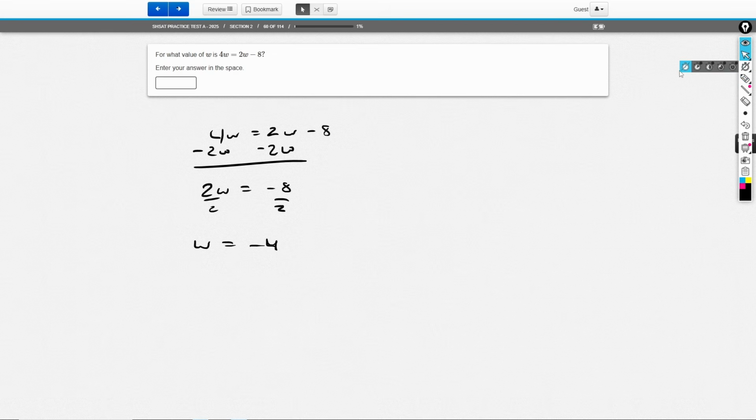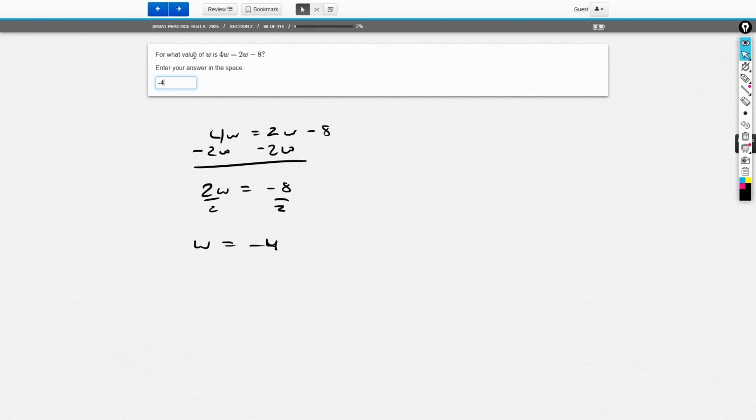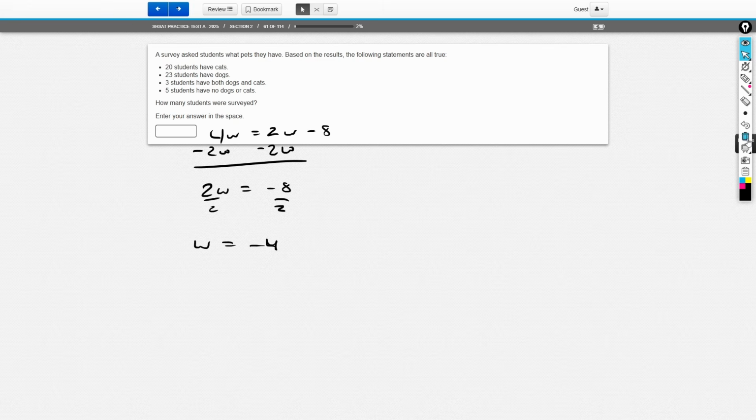All right, so all we have to do here, go ahead, and in this slot here, we can just type in negative 4. Okay, a virtual keyboard can pop up, or you can use the keyboard on the laptop that you're taking this exam with, right? So here, plug in negative 4, and we move on, all right?